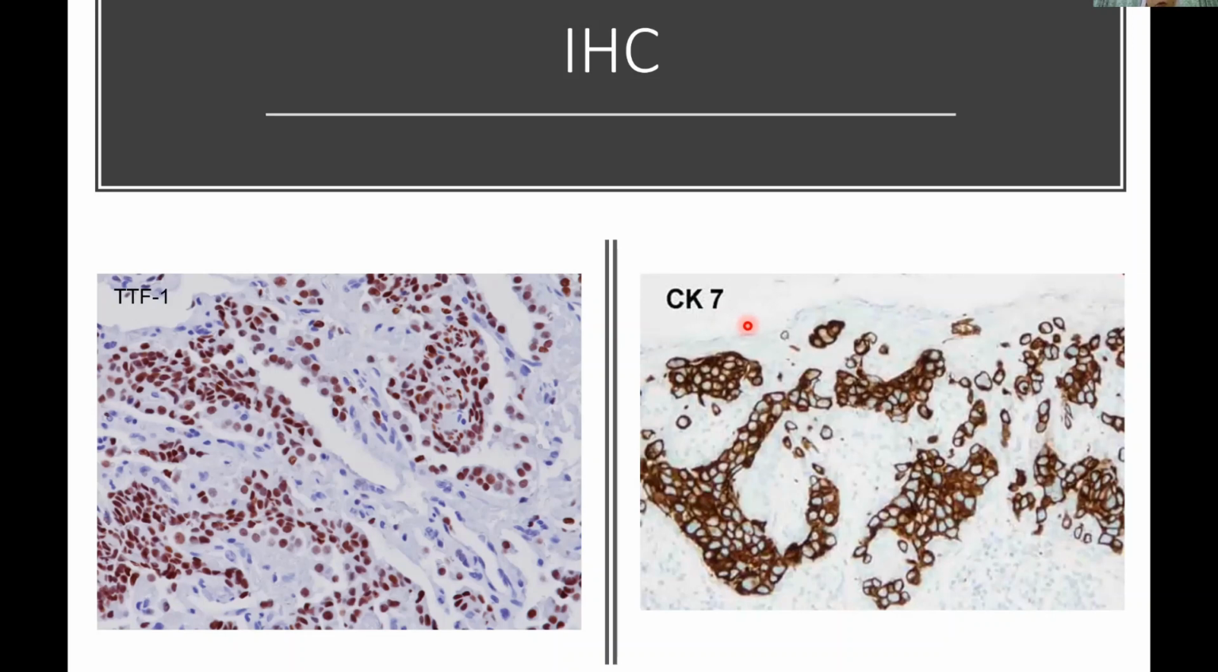When CK7 is positive and CK20 negative, the differentials include lung and thyroid. If the patient is female, it can be breast or female genital tract. When it's reversed, CK20 positive and CK7 negative, it could be colorectal, bladder, or salivary glands. So they have a list of tumors, and from there we can narrow down further.